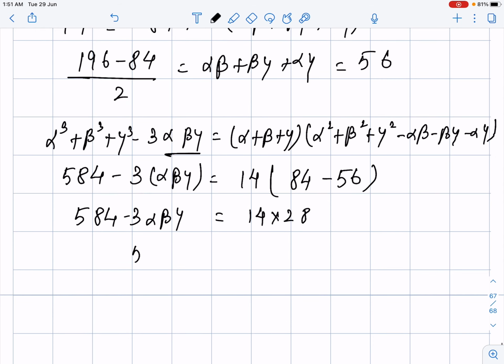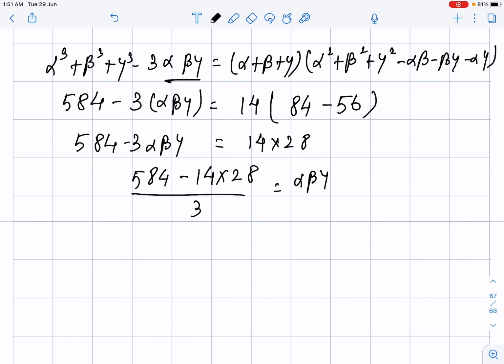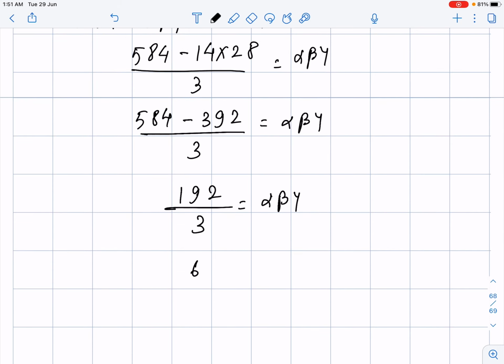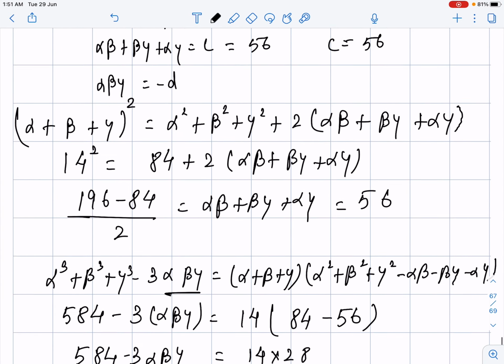That will become what? 584 minus 14 times of 28 divided by 3 is equal to alpha beta gamma. So guys, we'll be writing it as 584 minus 392 divided by 3 is equal to alpha beta gamma. That means what? 192 divided by 3 is equal to alpha beta gamma. That means what? 64 is equal to alpha beta gamma. So as soon as I got the value of alpha beta gamma, I'll be going to make use of it to get the value of D.